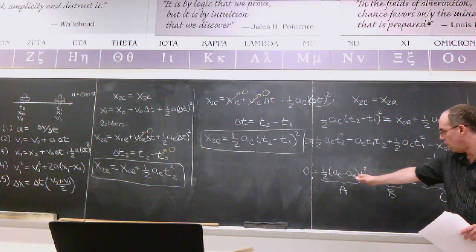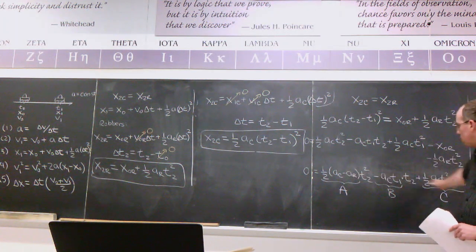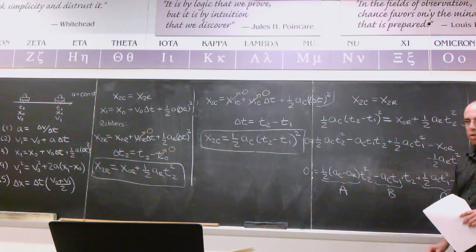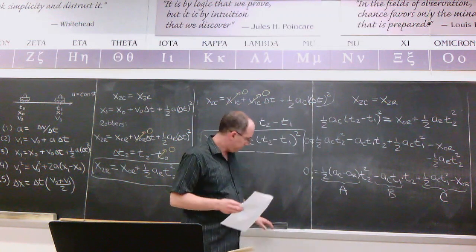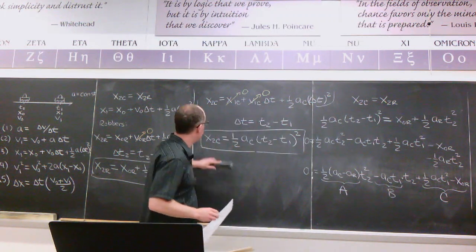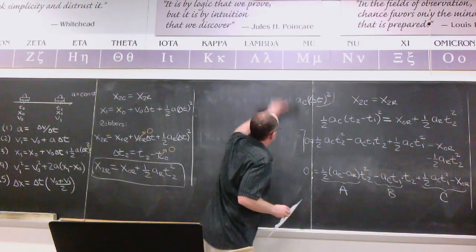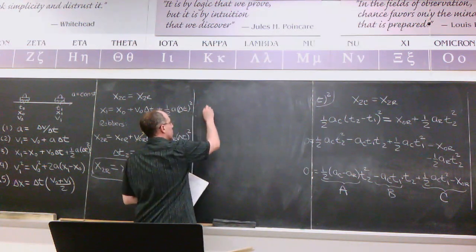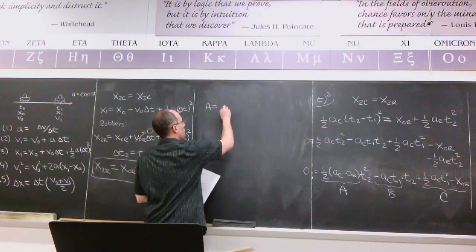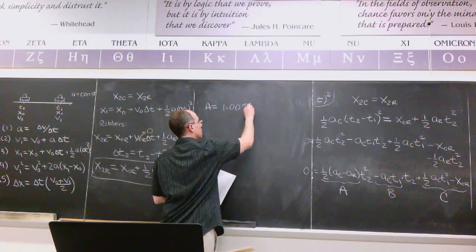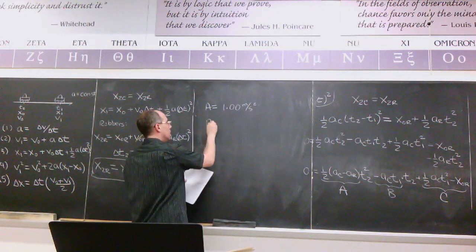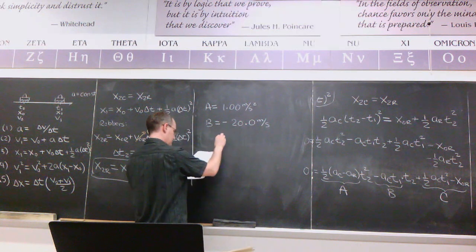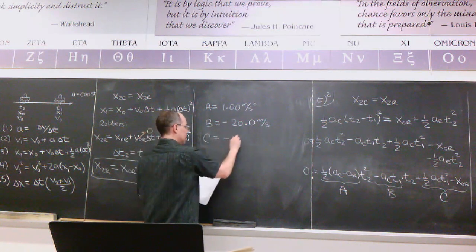So this is an exercise for you to do. You can pause the video, make all the substitutions here, plug into the quadratic formula, see what you get. I'll just outline how this is going to go. So A turns out to be 1 meter per second squared. B is minus 20 meters per second. C is minus 10 meters.